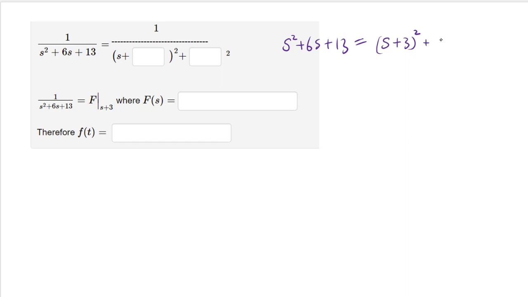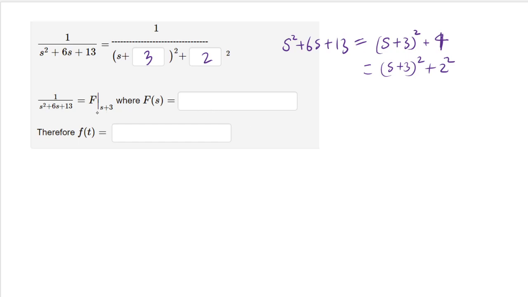Then you have to figure out what should be added afterwards so that these two are equal. 3 squared is 9. 9 plus what gives you 13? Well, obviously 4. 9 plus 4 gives you 13, right? And if you actually expanded this by rewriting this as s plus 3 times s plus 3 and foiling out, you'll see that both sides are equal. And then you can rewrite 4 as 2 squared. And this tells us that the answer for this would be s plus 3 squared plus 2 squared.